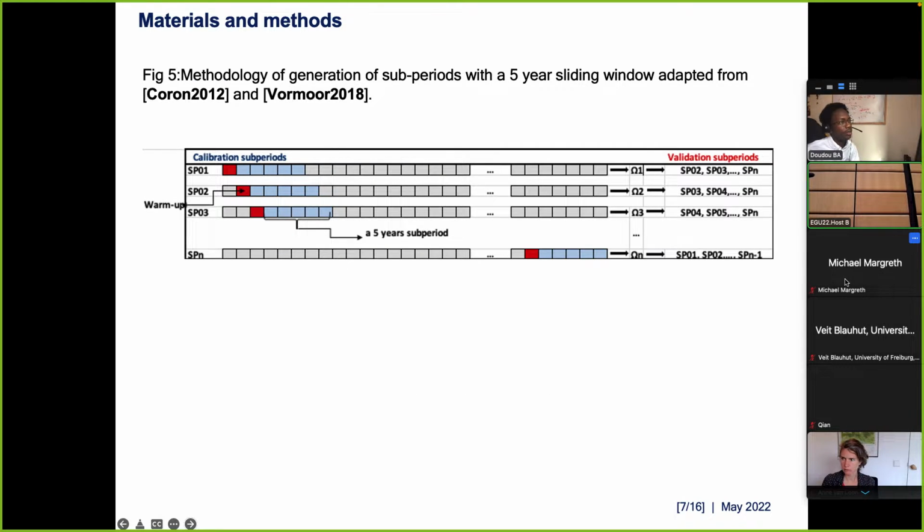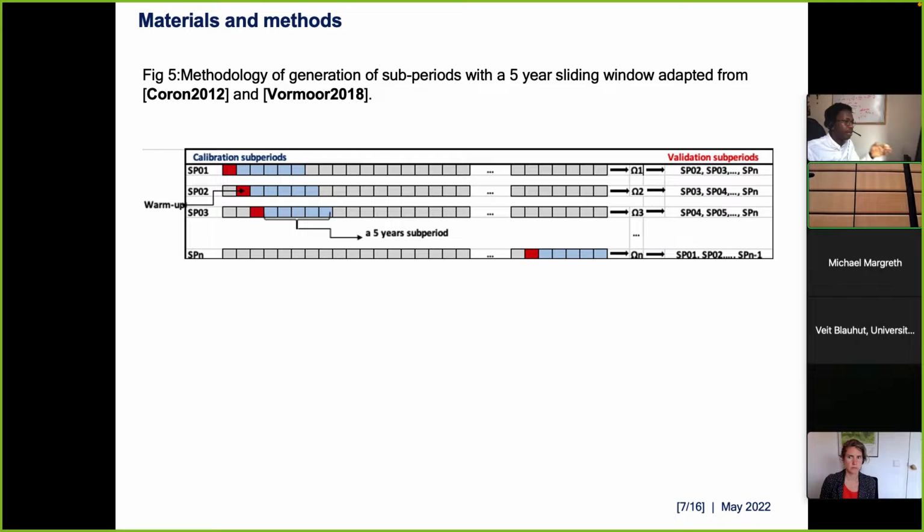We will use the methodology of generation of subperiods. Here we have a 5-year sliding window, an example adapted from Coron and Bulma. The red cells stand for the warm-up period, and the 5 cells are the actual calibration period. We use the 7-year record, and we are doing the sliding window after 2 years, 3 years, 5 years, 7 years, and so on. Here we can see how the window is shifting, and these are the validation periods.